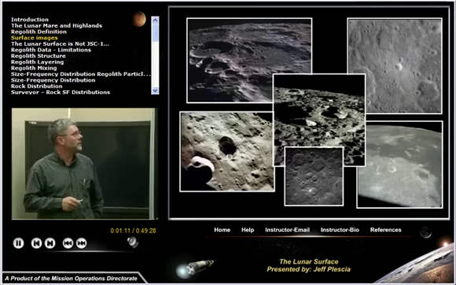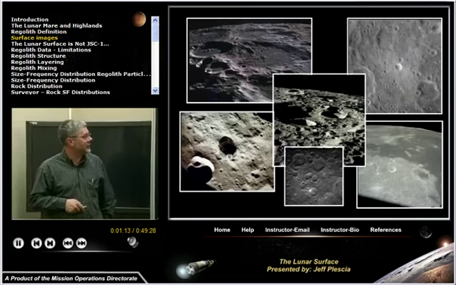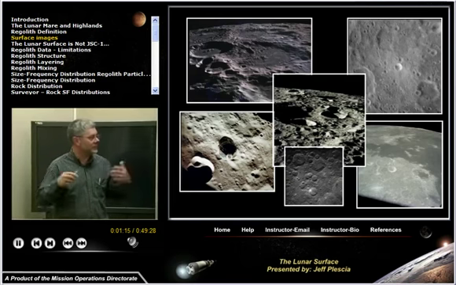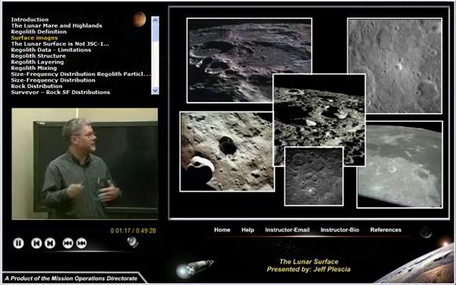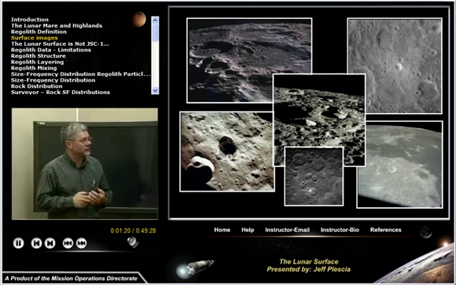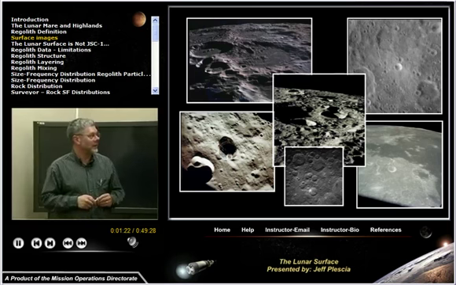The next slide. This is just to emphasize the heavily cratered nature of most of the moon, and that over billions of years there's been lots of time and lots of events to churn up the surface layer into the regolith that you will land on and operate on. Next slide.